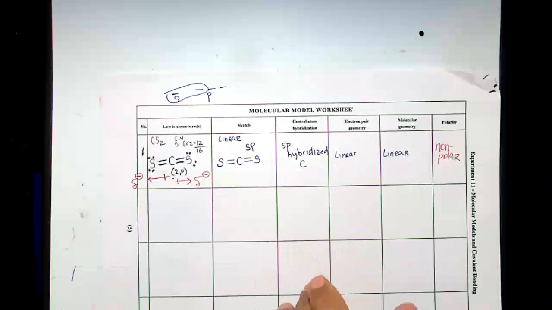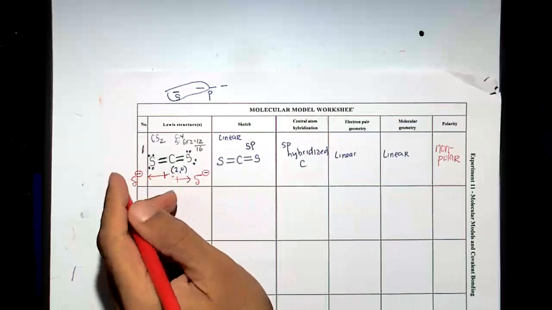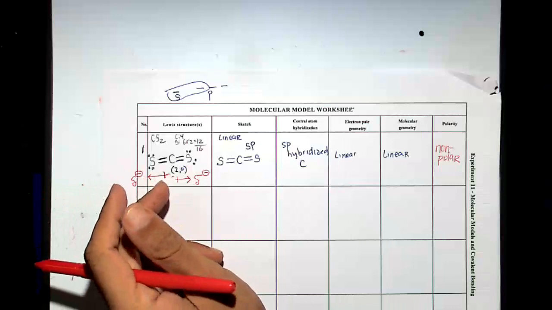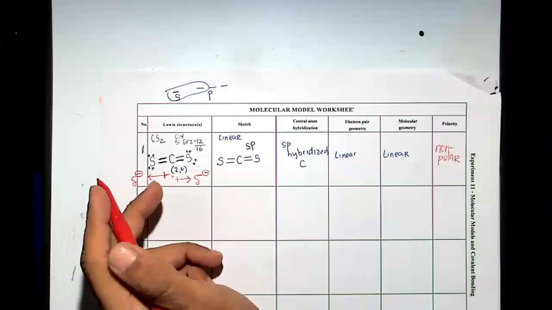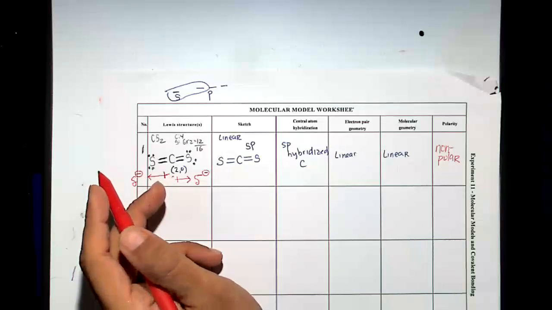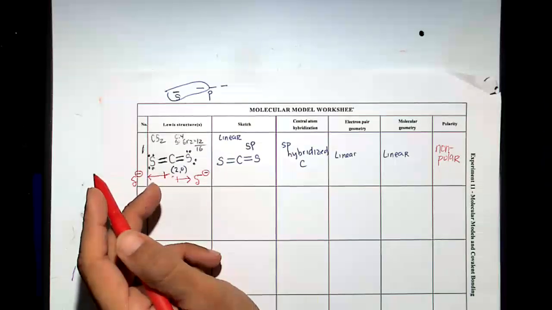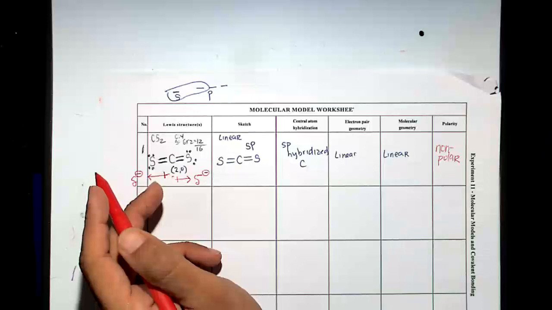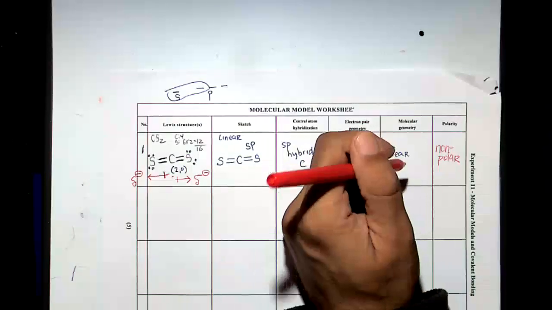So the polarity can be one of two things. It could be polar or nonpolar. This is nonpolar because the poles cancel each other out. See, this sulfur pull on the left is canceled straight by the sulfur pull on the right, so it makes it nonpolar. If they didn't cancel, if there's any partial positive left over, partial negative left over, it would be polar. But this is not polar.